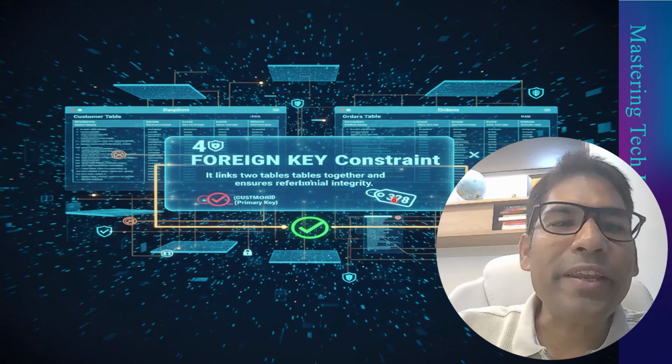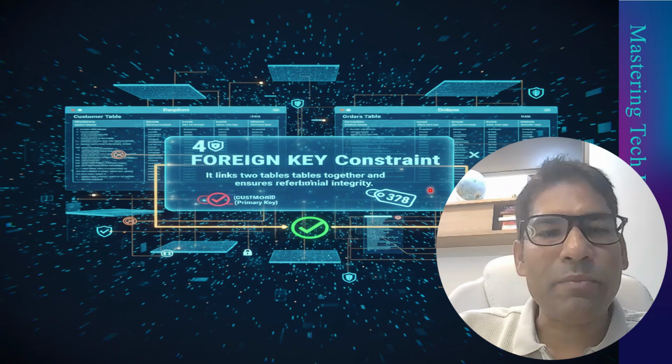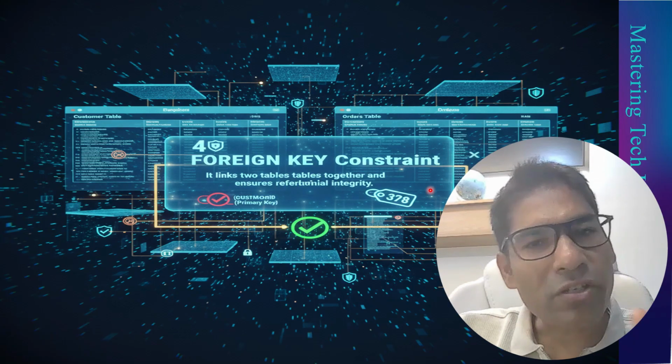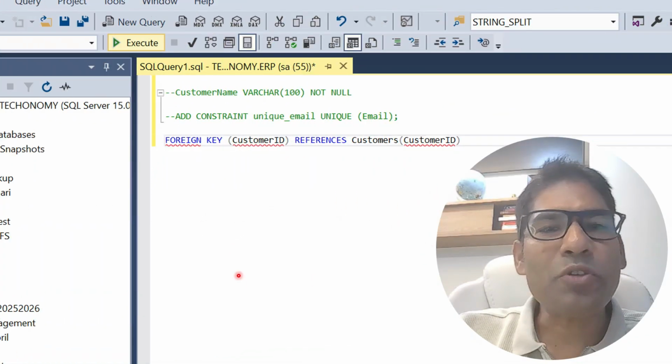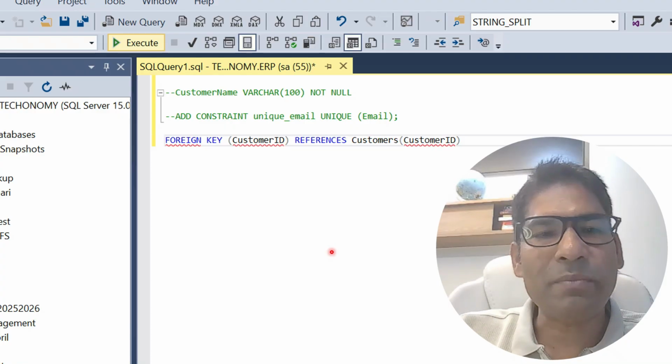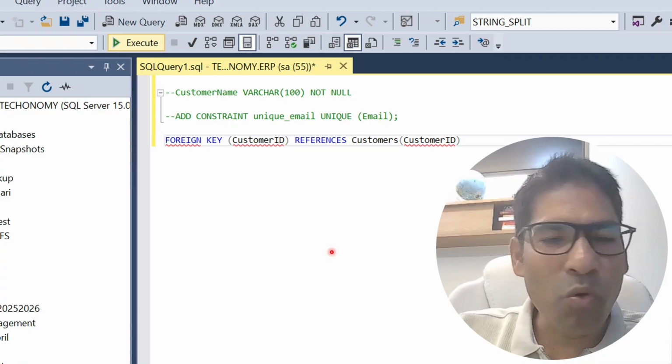Number 4, foreign key. It connects two tables, like linking an order to a customer. For example, if someone tries to place an order for a non-existing customer, the database says no way.